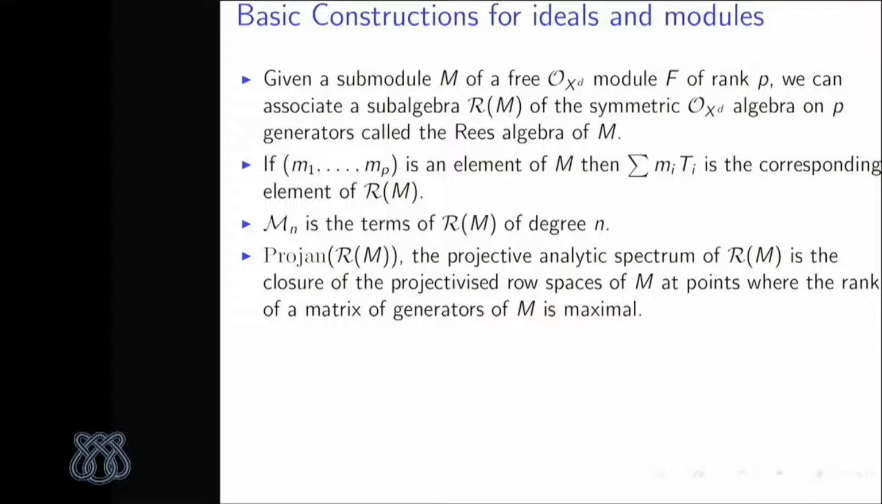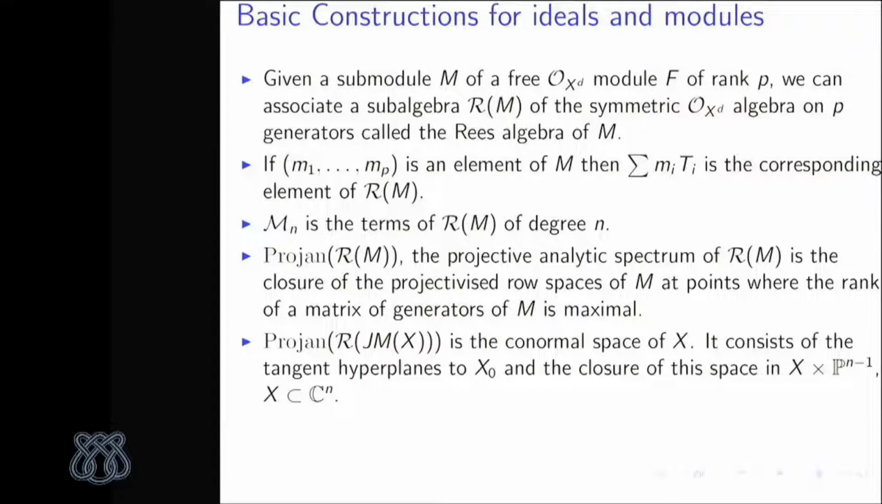Okay, so we have this, and I think we're almost ready to, oh yeah, I want to remind people what this is in an example. If you take the projective analytic spectrum of the Rees algebra of the Jacobian module, then this is the conormal space of X. It consists of these tangent hyperplanes to the smooth part, X0 meaning the smooth part, and the closure of the space in X cross P^(n-1). The Jacobian module has n generators because there are n variables we're working in C^n, and when we projectivize, it goes to P^(n-1).